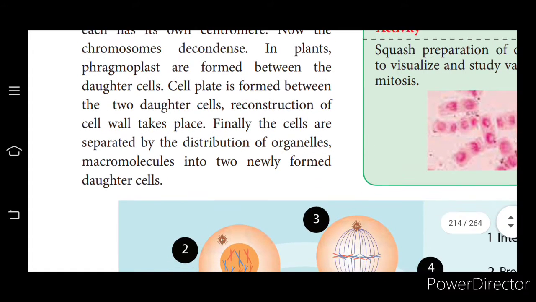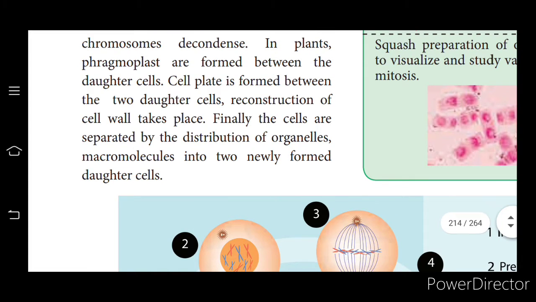In plants, the phragmoplast is formed. This is a new term for you. The phragmoplast will later change into the cell plate. This is not seen in animal cells. Why? Because the cell plate will turn into the cell wall, and we don't have a cell wall in animal cells. Follow? The phragmoplast will be formed at the end of telophase, changing into the cell plate, and the cell plate will then change into the cell wall.